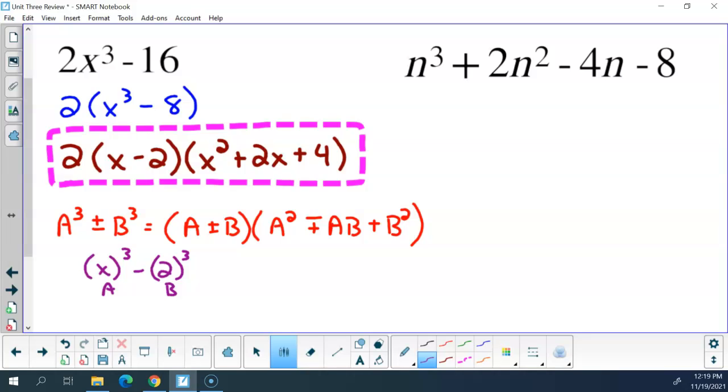Because x cubed is first. So that's why I say, if you want 2 to be a, then you've got to change your whole formula and switch your a's and your b's. Got it. So x minus 2, x squared, the square of the a, plus, because that sign's opposite, x times 2, which is 2x, plus 2 squared, which is 4. The negative from the purple one doesn't go with. It just tells you if you're on the top line or on the bottom line all the way through.